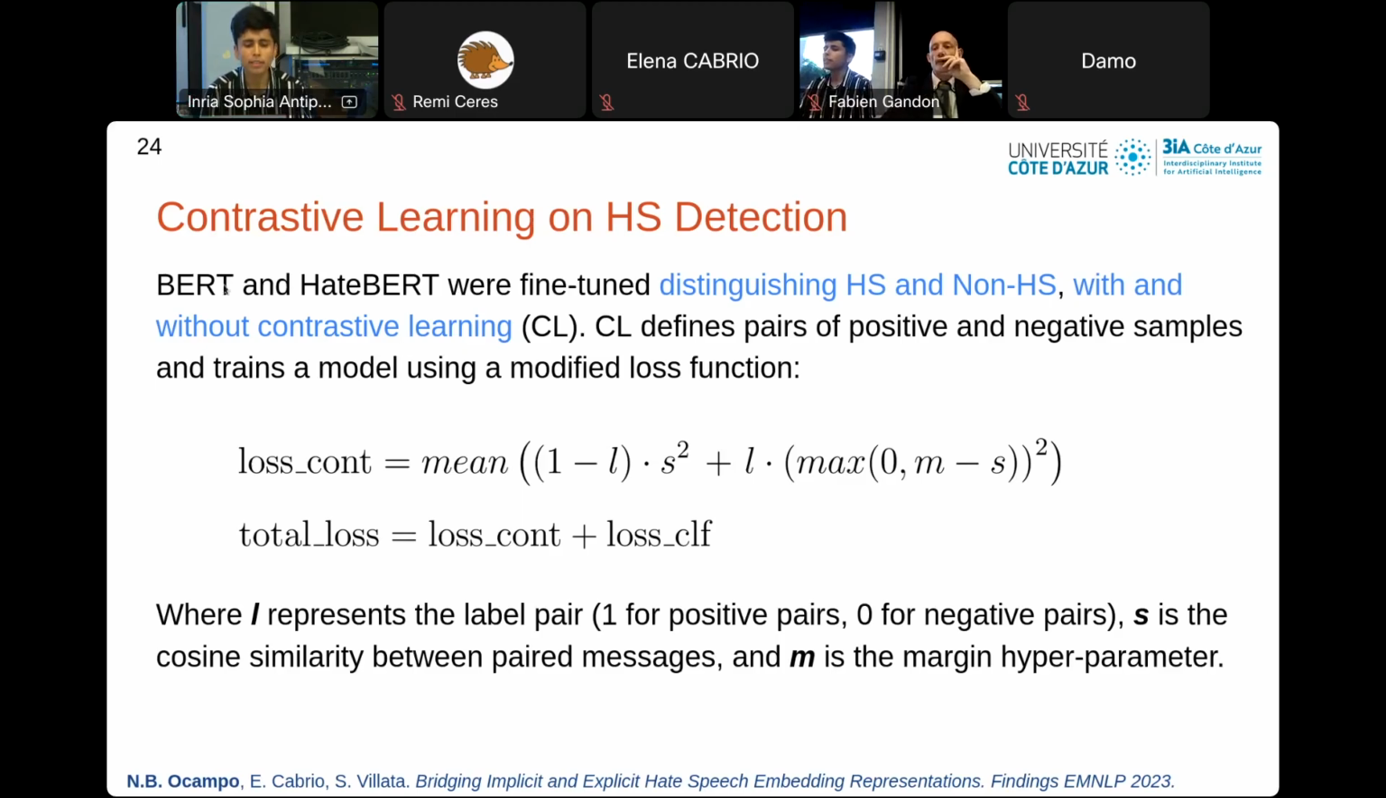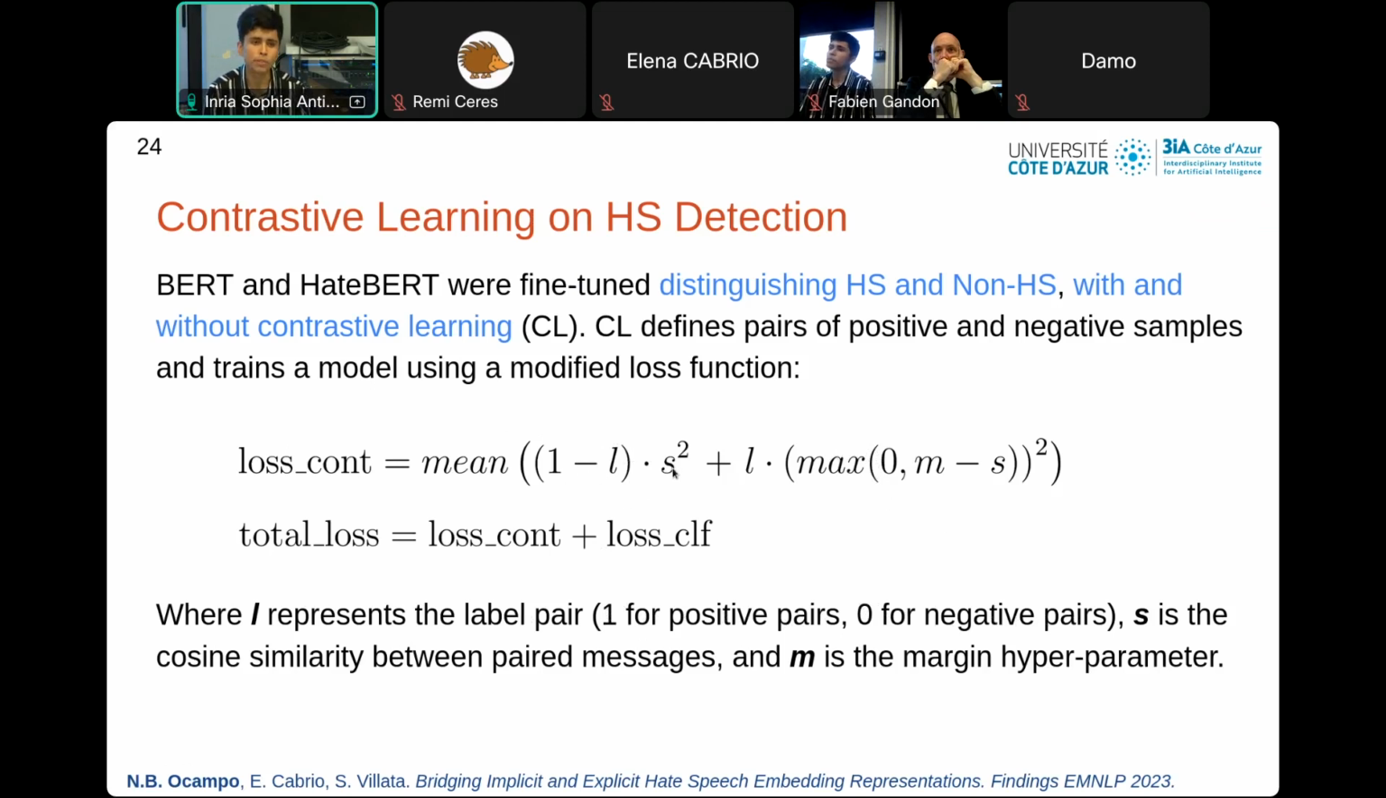So well, we tested the classic state-of-the-art models, BERT and HateBERT, on the detection task of hate speech versus non-hate speech with and without contrastive learning. So how does it work? Basically, you have this loss function, the contrastive loss, and here you have L that represents the label pair. So this is 1 for positive pairs and 0 for negative pairs. So if it is a positive pair, this part of the sum gets cancelled and only considers this one. And if it is a 0, this part gets cancelled and then it considers this one.